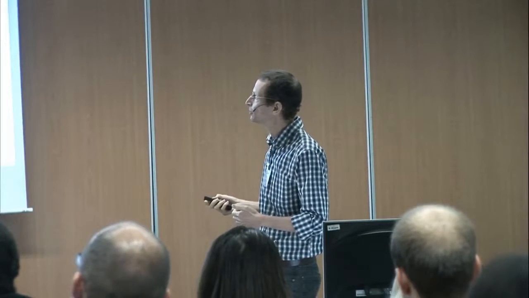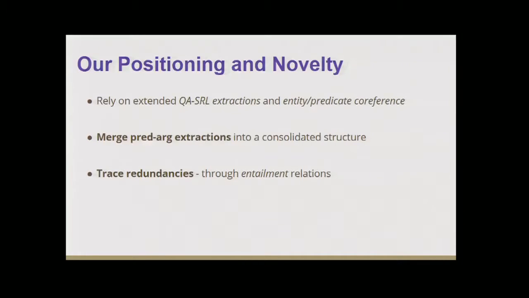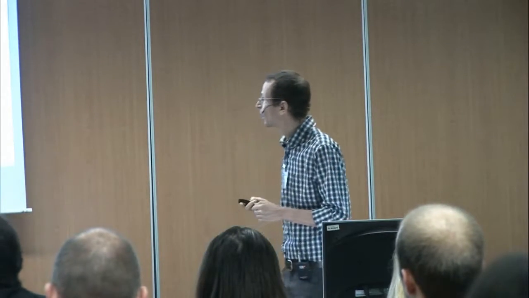So our position is basically to rely on such extractions and coreference. The novelty in what we propose is, as an overview, to suggest how exactly to merge these many different predicate argument structures based on the coreferences. The other is how to trace redundancies. If you merge all the information, there's a lot of redundancy. One sentence might say that the jet was carrying munition, and another that the plane was carrying munition. There is some overlap in the information in these two sentences. We somehow want to model and trace it.